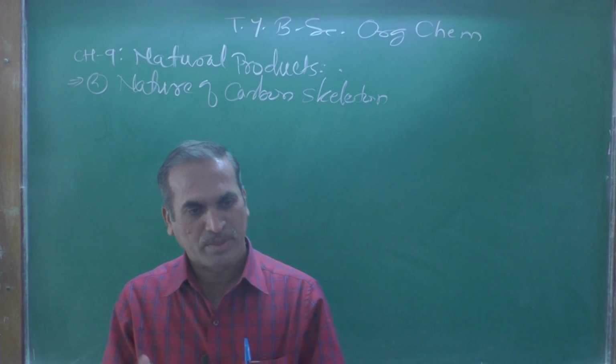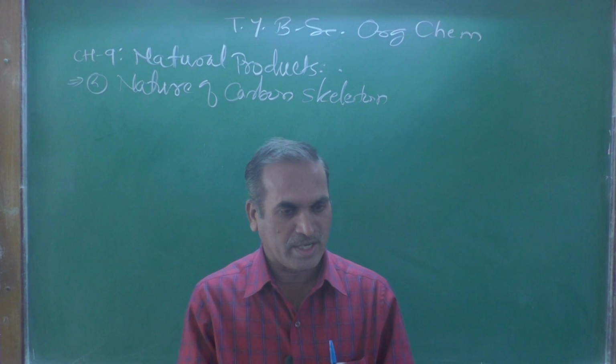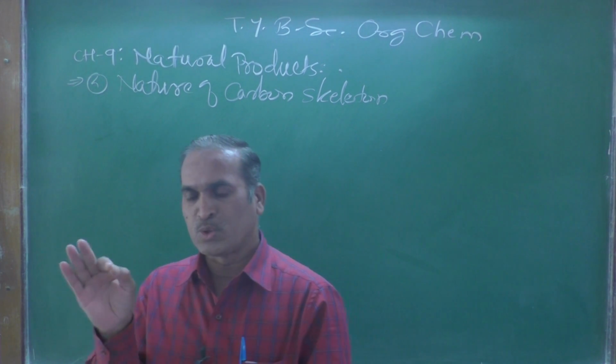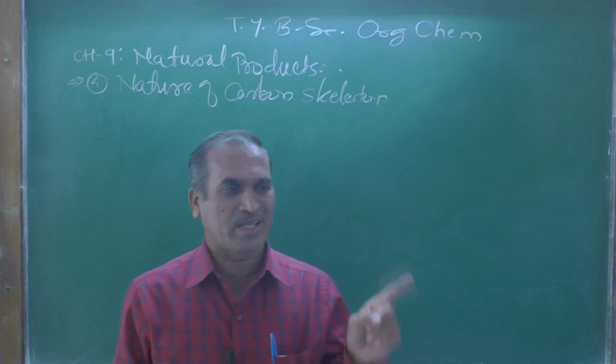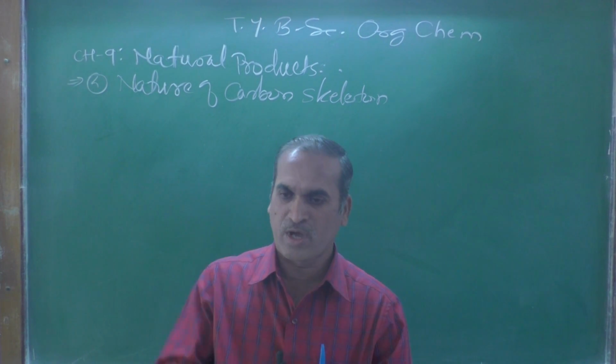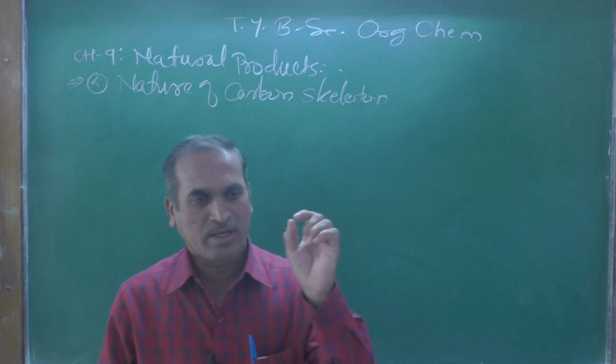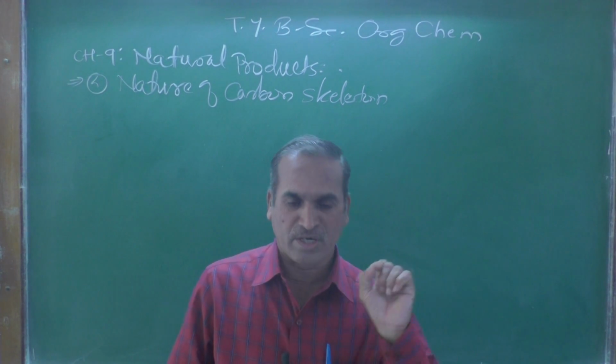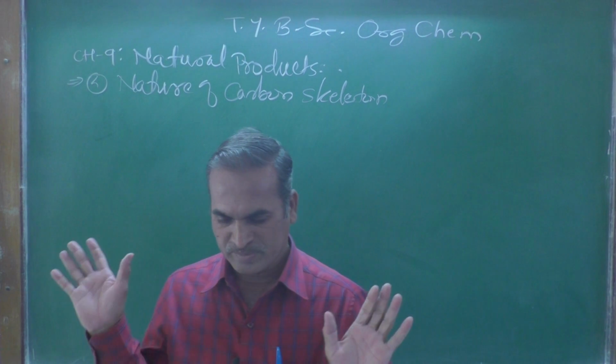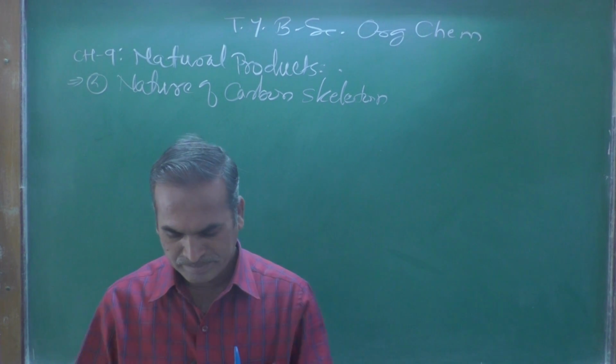Here it is very simple. When ephedrine is treated with K2Cr2O7 in presence of dilute H2SO4, it gives a ketone, which clearly indicates that ephedrine contains a secondary alcoholic group. That's it. So this is the way.